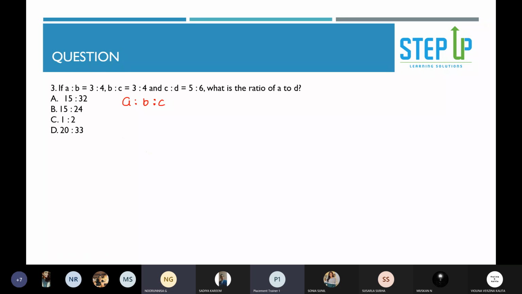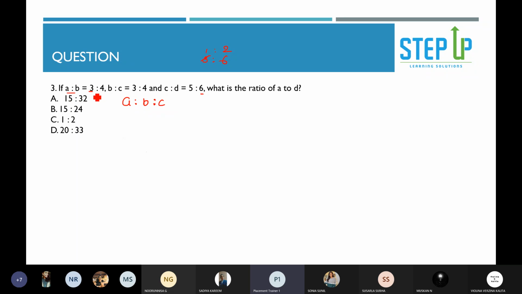Sorry, Noor, I didn't get it. I just saw the ratios. Like A is to B is 3 is to 4. Okay, so you took 3 from A and D as 6. Yes, ma'am. And then you got 1 is to 2. Yes, ma'am. So see, some parts are missing in this.